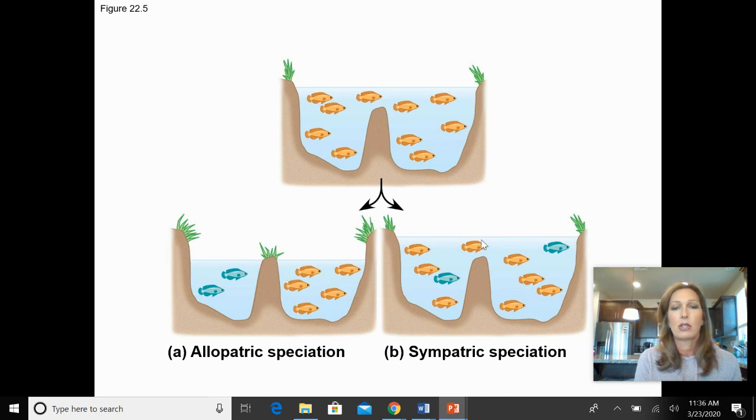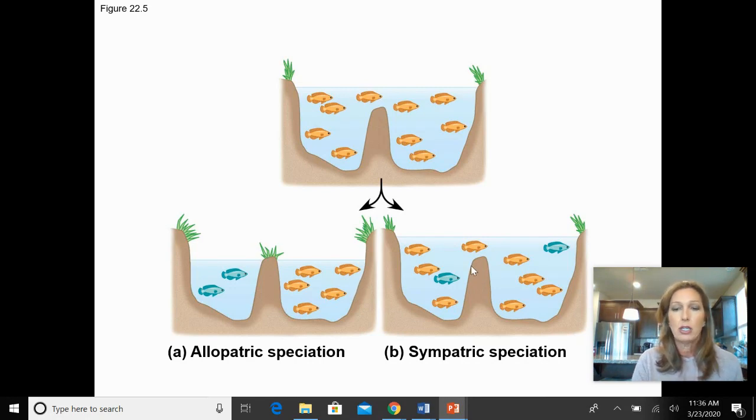So this is really just a broader type of category for isolation. Did they do it completely separate and geographically isolated, or did the isolation actually occur when they were together sharing the same habitat? So that would be your sympatric speciation.